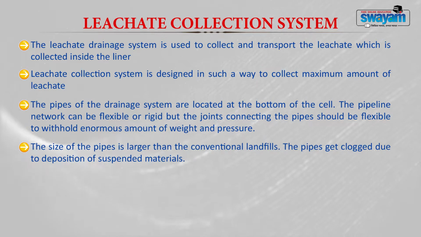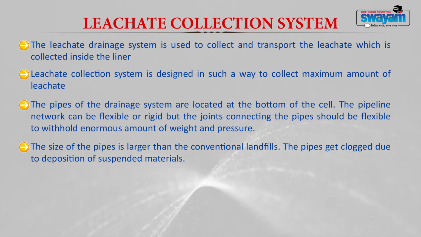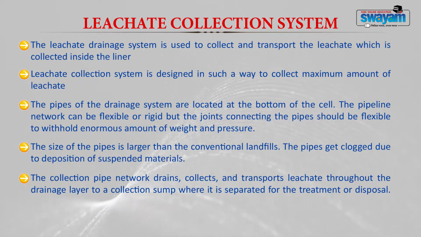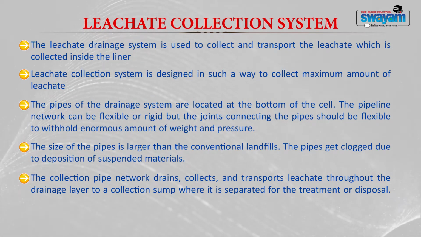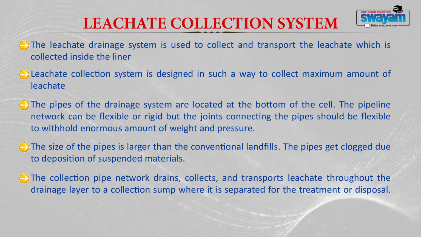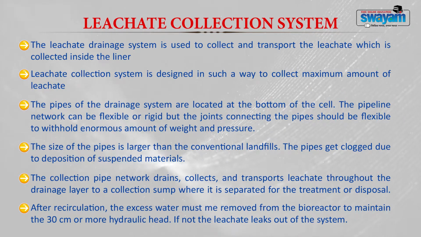The size of these pipes should be larger than in a conventional landfill, because the amount of leachate generation will be high. Also, this will avoid clogging due to deposition of the suspended material. The collection pipe network generally drains, collects and transports the leachate through the drainage layer to a collection sump, where it will be taken out for further treatment or disposal. Now, after recirculation, the excess water should generally be removed from the bioreactor to maintain 30 centimeter or more hydraulic head. If not, the leachate will leak out of the system.